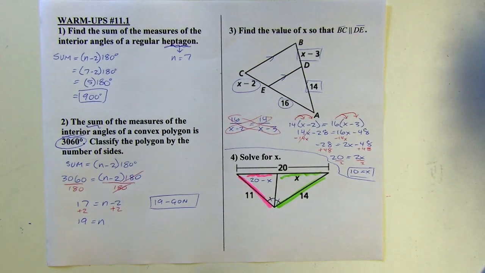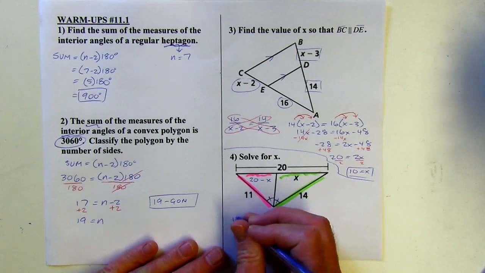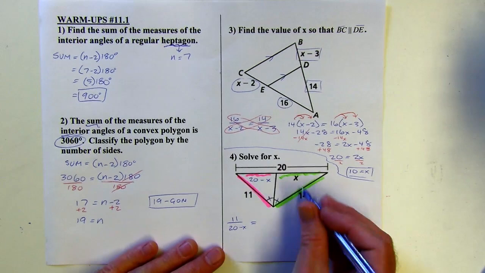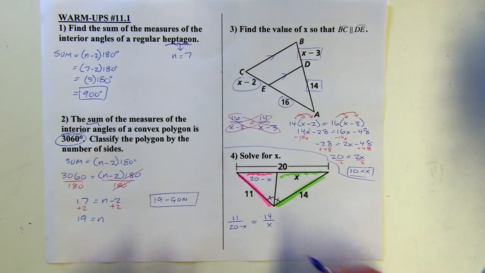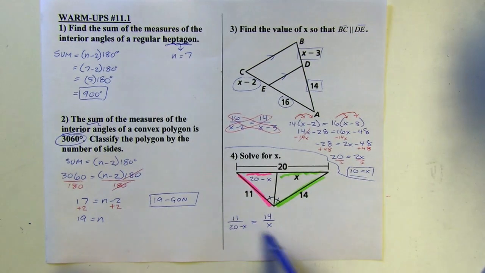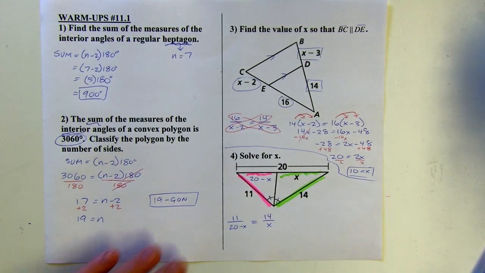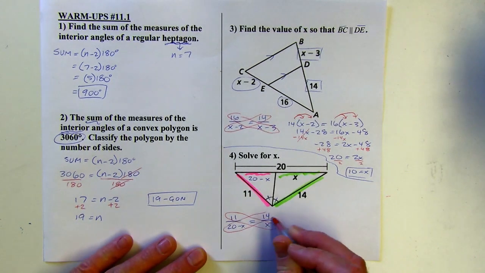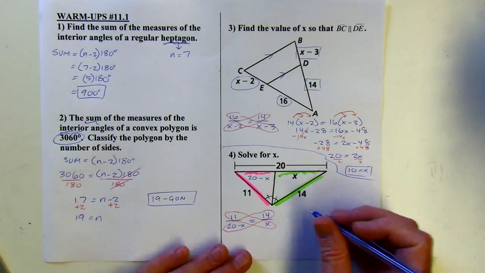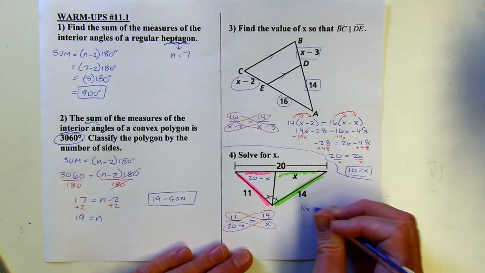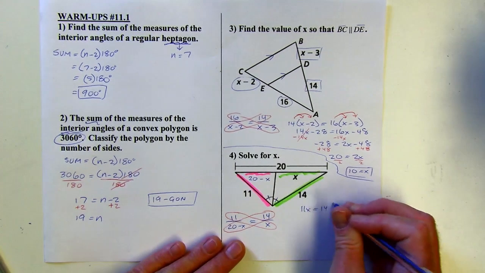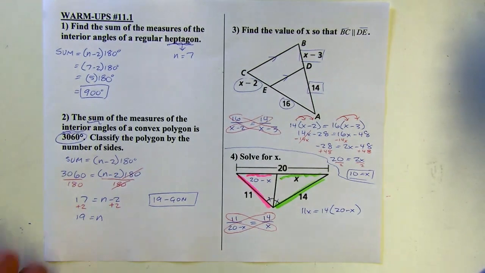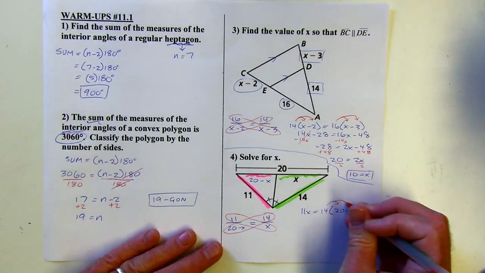Okay, so now I can set up a proportion. 11 is to 20 minus x as 14 is to x. And again, there's lots of different versions. As long as the 11 and the x end up on a diagonal, then you'll have the same cross products, and that means that proportion will work in the same way. Okay, so 11x here is going to equal 14 times the quantity 20 minus x. Okay, I'm going to distribute the 14 to get rid of the parentheses over here.